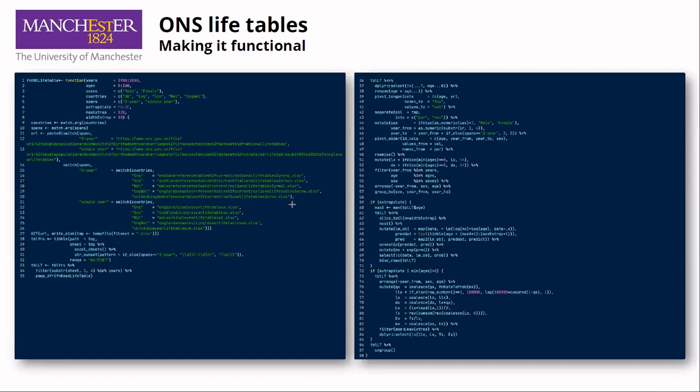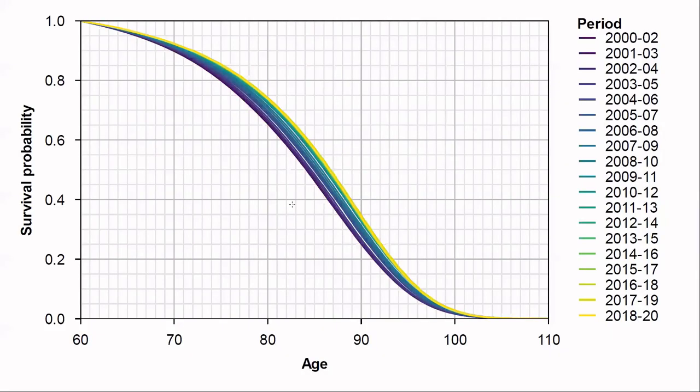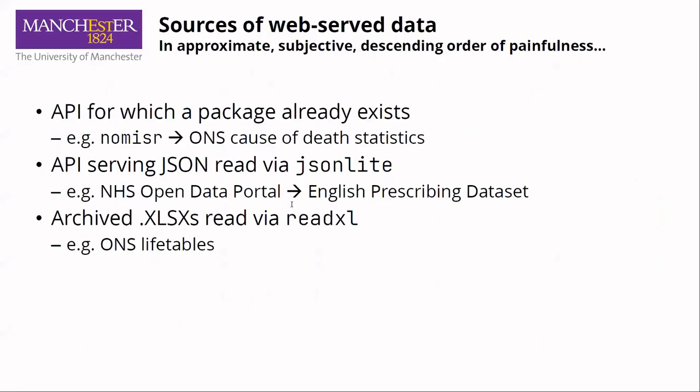Feeding that into a function, don't worry, I'm not going to talk through all this, is a way of making that a bit more flexible so that we can go off and find the life table we're interested in according to the geography of interest or the period of interest and do some other bits along the way. And that enables me to do things like plot. This is the life expectation of 60-year-old women over the period from 2000 to the present-ish day. And you can see it getting better over time.